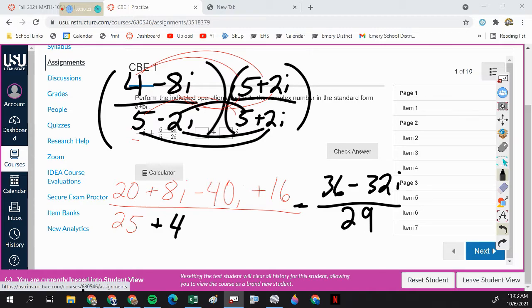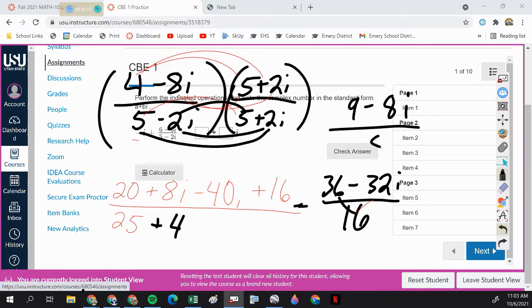Does that simplify at all? No, 29 is prime. What if it was a 16? Can I take a 16 out of everything? No, but I can take out a 2 or a 4. So pull a 4 out of everything and we would get 9 minus 8i over 8. No, over 4. Make sense? Okay.